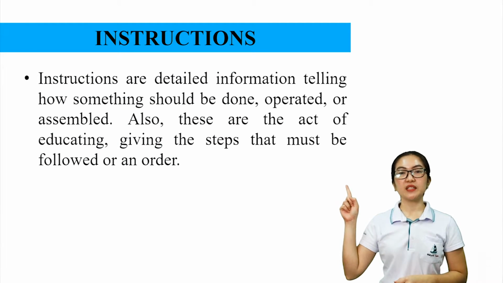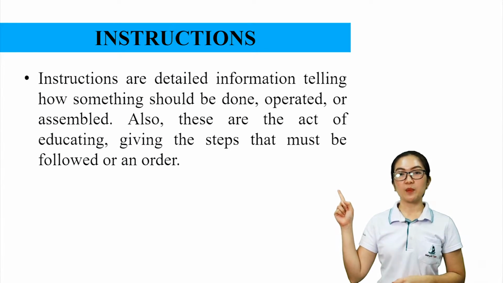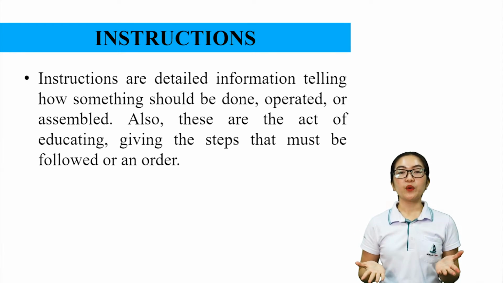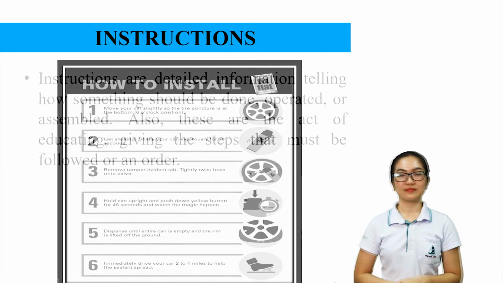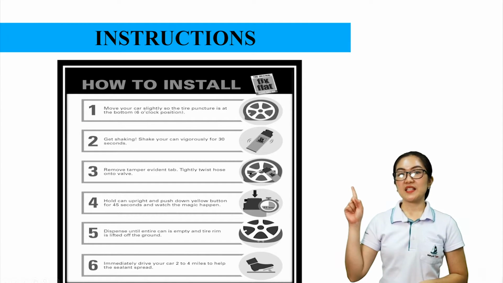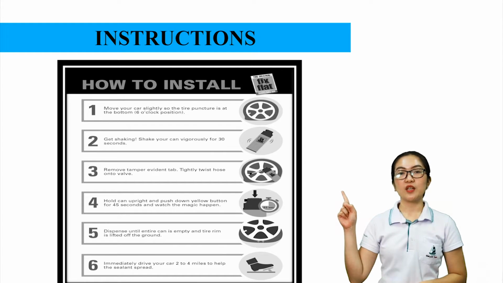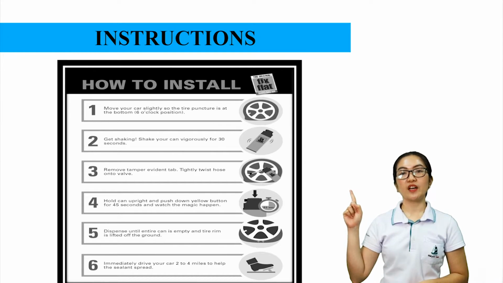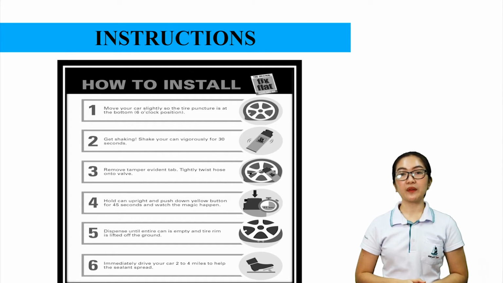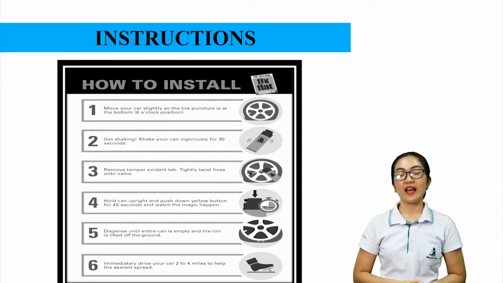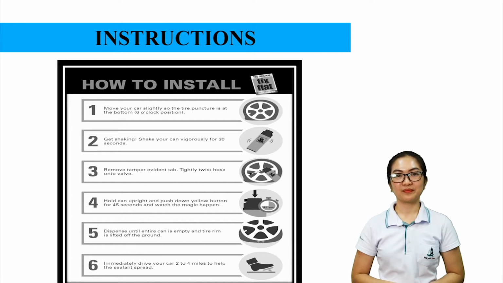Instructions are detailed information telling how something should be done, operated, or assembled. Also, these are the act of educating, giving the steps that must be followed or an order. This is an example of an instruction showing someone giving another person detailed information on how to temporarily repair a flat tire as shown in the picture.